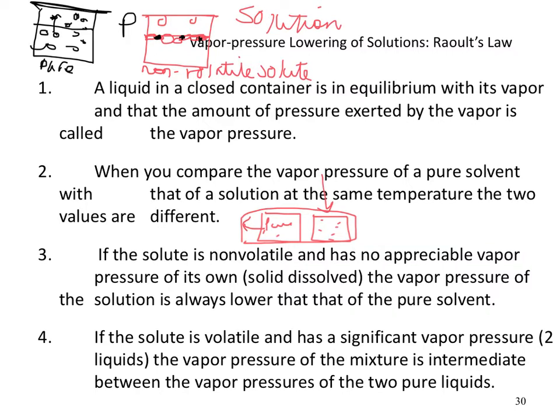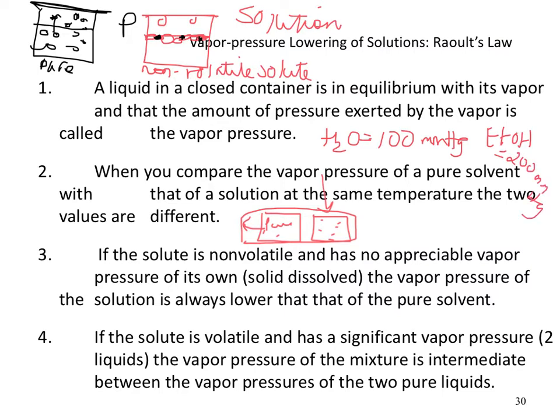What I also want to say here is that if the solute is volatile, that means it itself has a significant vapor pressure, then the vapor pressure of the mixture is going to be intermediate between the two vapor pressures. What I mean by that is, let's say you have a combination of water and ethanol. Suppose the vapor pressure of water is maybe 100 millimeter mercury. I'm just coming up with some number. Ethanol is more volatile, so the vapor pressure will be higher, maybe 200 millimeter mercury.